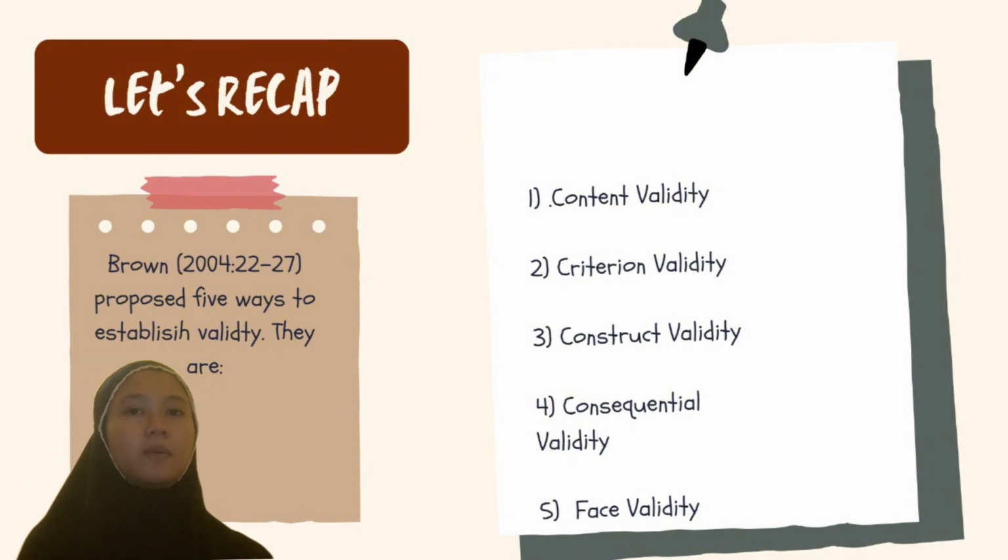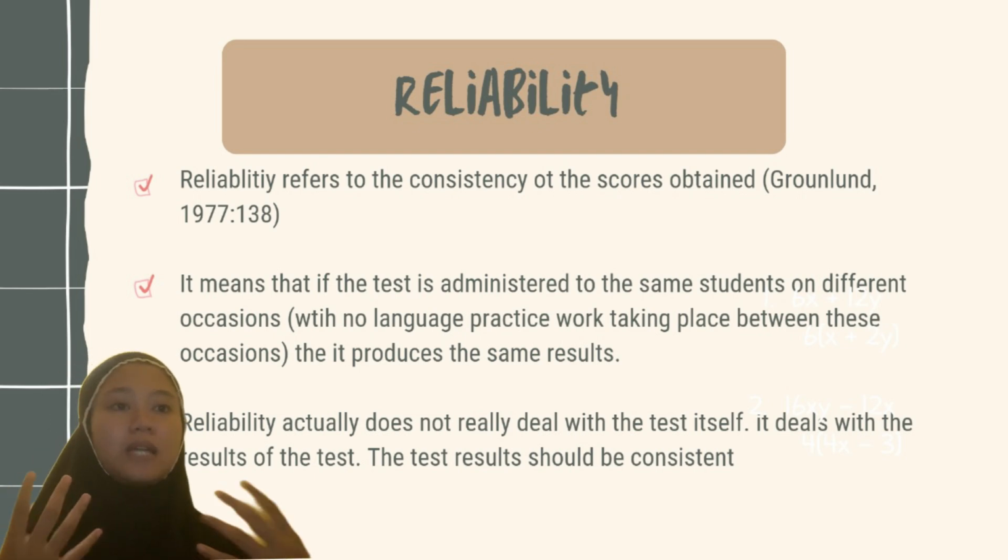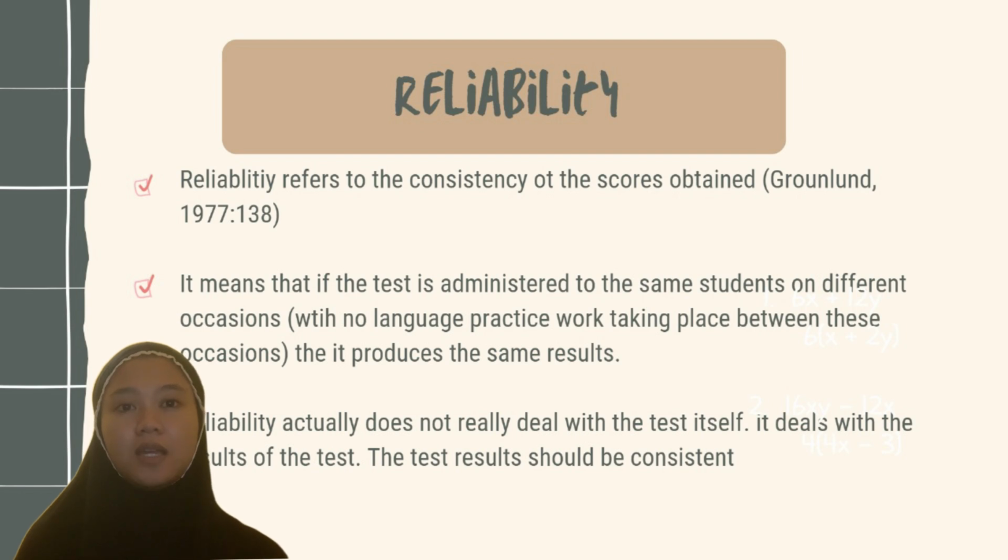The next principle of language assessment is reliability. According to Gronlund 1977, reliability refers to the consistency of the scores obtained. It means that if the test is administered to the same students on different occasions, with no language practice taking place between these occasions, then it produces the same results. Reliability actually does not deal with the test itself, but with the result of the test. Then the test result should be consistent.